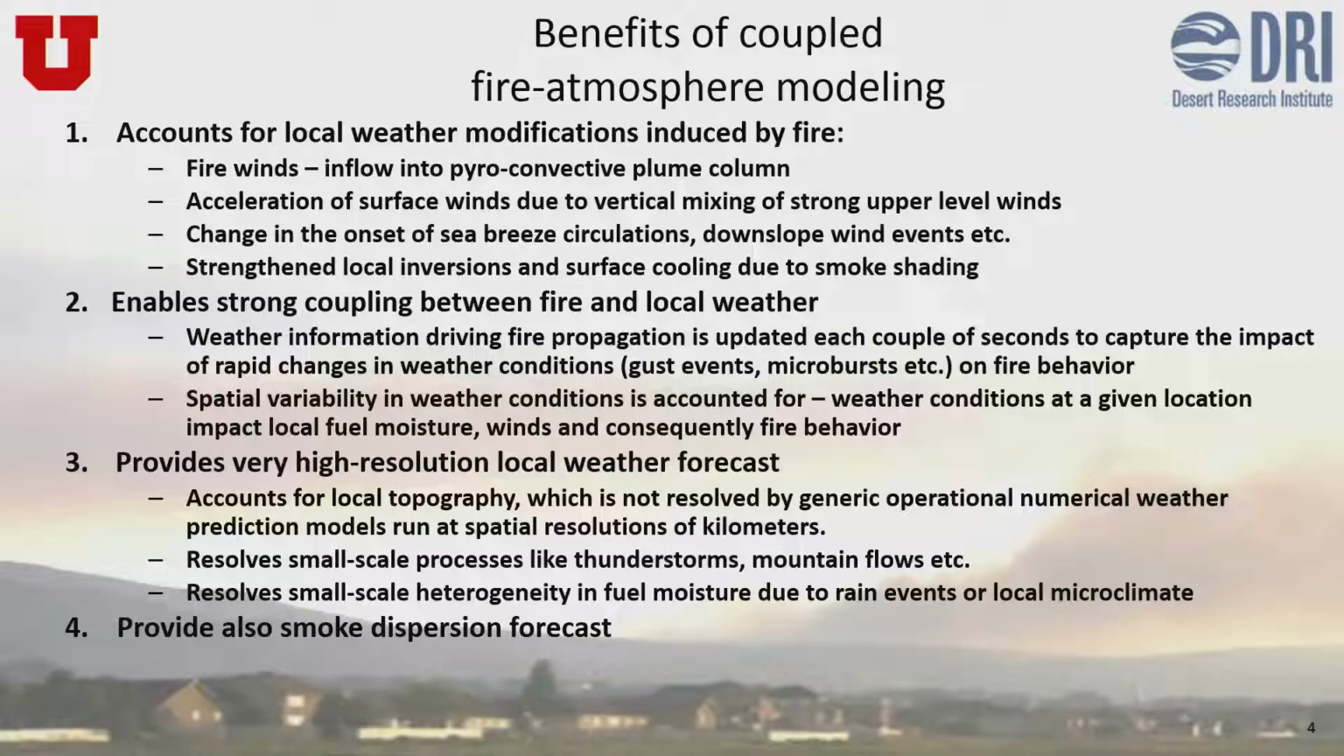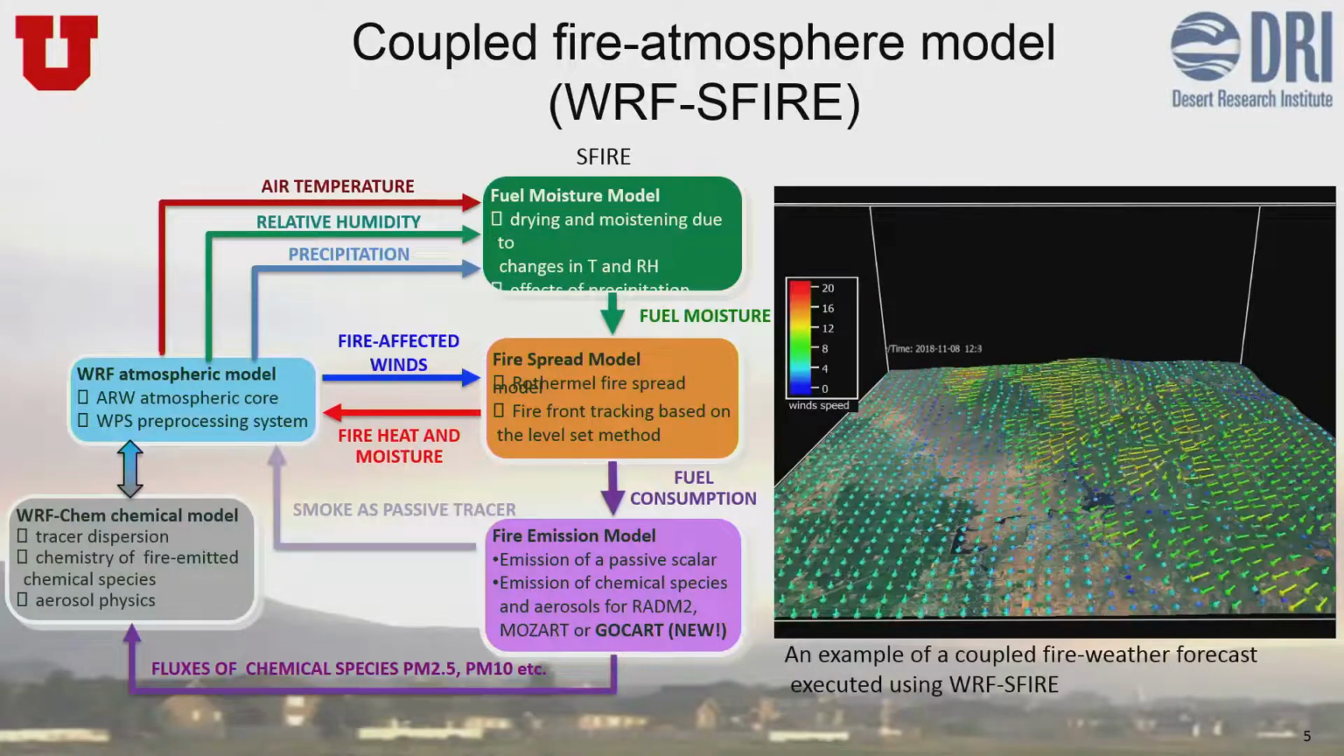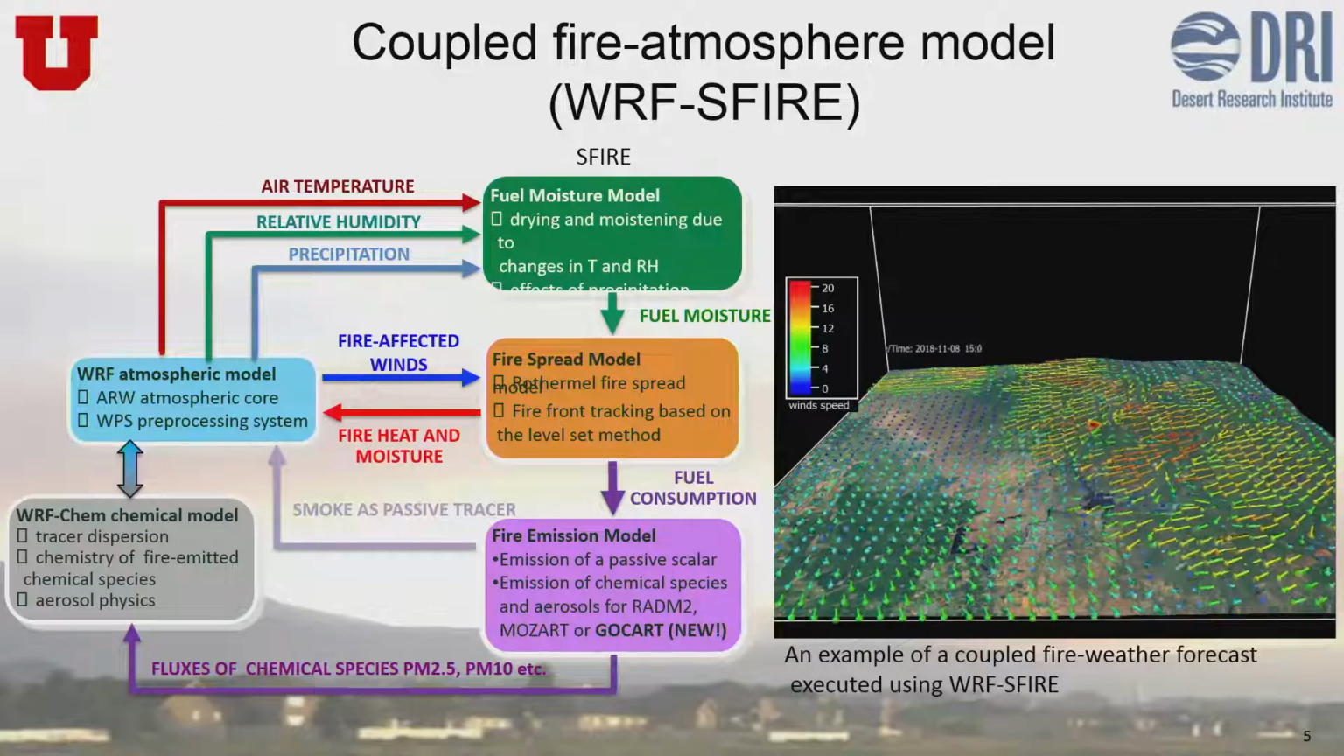In complex terrain, you can imagine those types of simulations with high resolution would provide better representation of the terrain, but that's not everything, because this high resolution also allows us to resolve small-scale processes, like outflows from thunderstorms, for example, or mountain flows, etc. So there is a lot of benefit, at least theoretically, coming out of the system. Now, how is it actually implemented in a modeling framework?